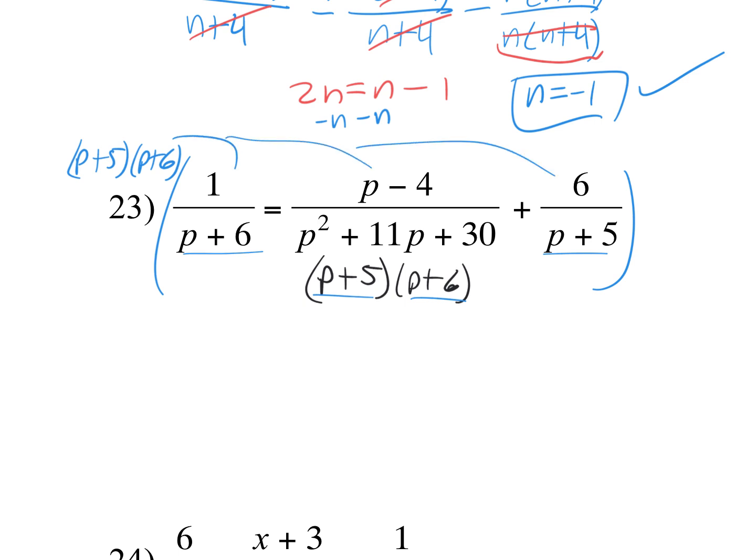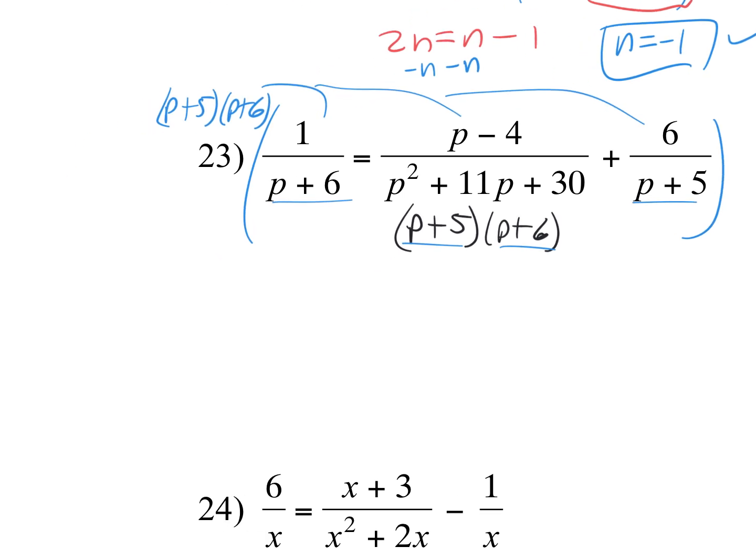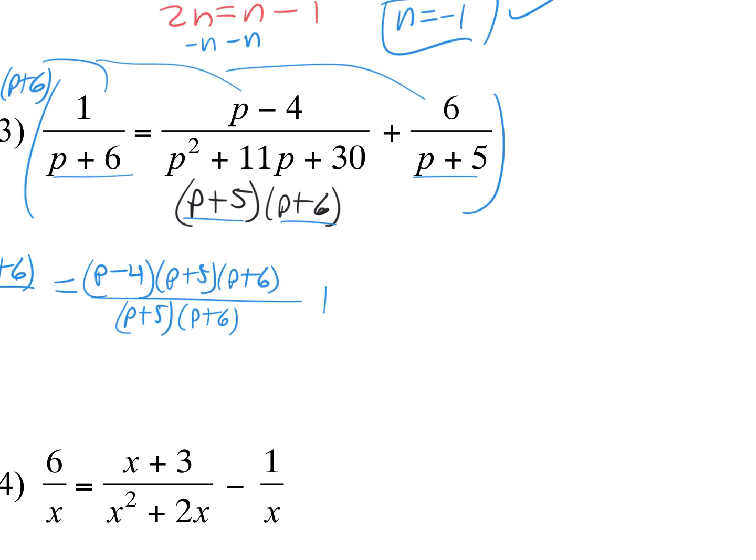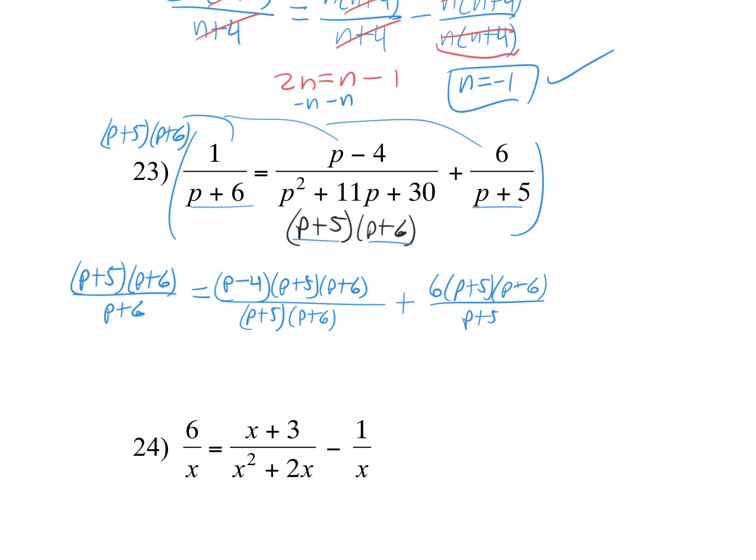All right, distribute this to everything, and then we're just left with p plus 5, p plus 6 over p plus 6 equals, and then we have a p minus 4. Let's multiply that with the p plus 5, p plus 6 over p plus 5, p plus 6. All right. And then plus 6 also times p plus 5, p plus 6 over p plus 5. All right, so this is a big expression now, or a big equation now.